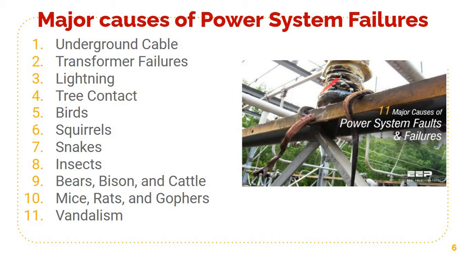So you can see here a snake. There are many causes for power system faults and failures. It can be broken underground cables, transformer failures, lightning, tree contact, birds, squirrels, snakes, insects, bears, bison and cattle, mice, rats and gophers, vandalism, even elephants.